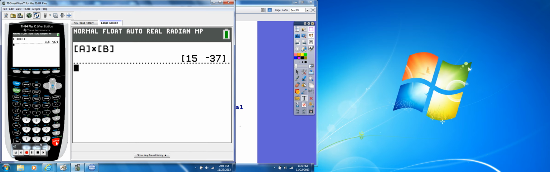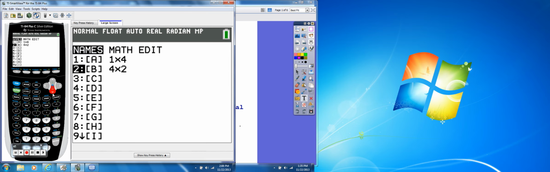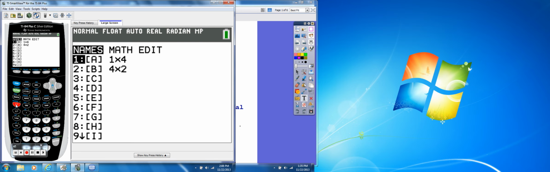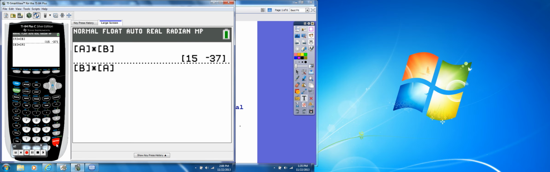It's not the answer we got? Well, I wonder what the calculator does if we try to do B times A. Go ahead and do that. So call up the matrix B, times. Now you already have the answer. Remember, you already did this. We're just trying it again in the calculator to prove it.